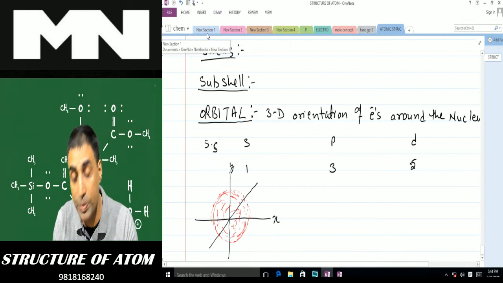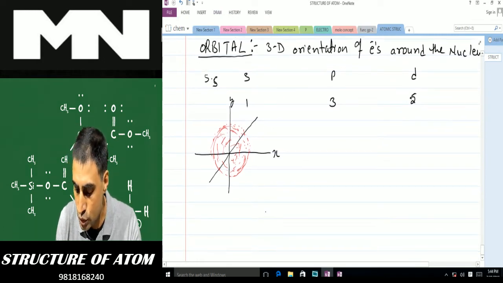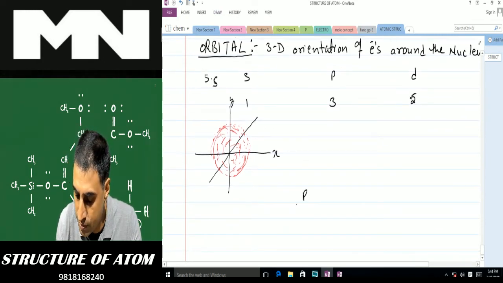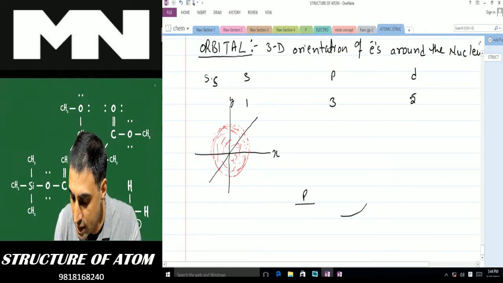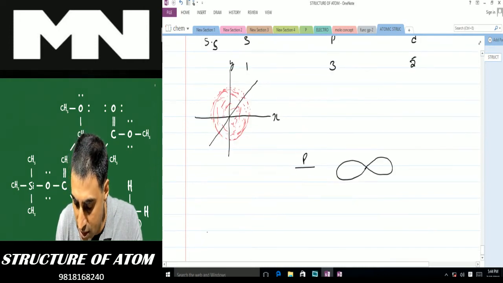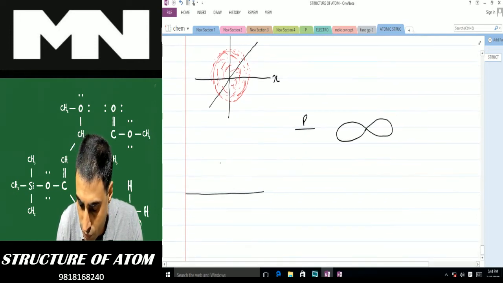Next we'll talk about P subshell. So let us see P subshell. Well, P subshell has a dumbbell shape. It has a shape like this. So you can have this dumbbell. Now suppose here I have X and Y axis.